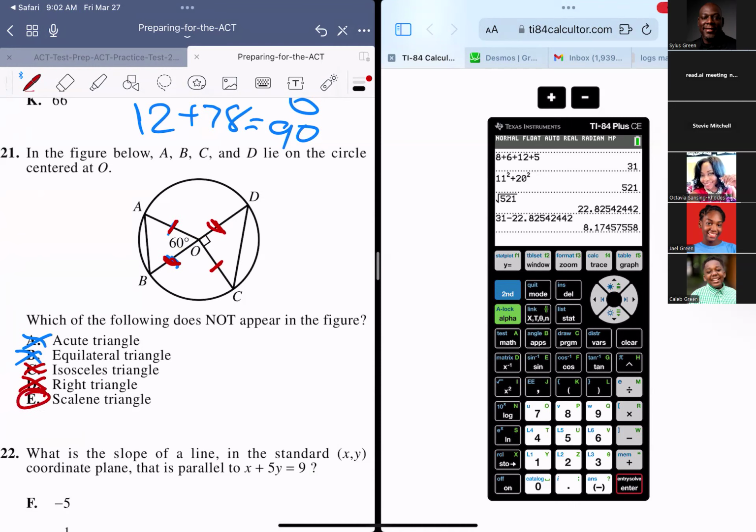And a scalene triangle is when all of the sides are not equal to each other. And this one, all the sides are equal to each other. This one, two of the sides are the same, which means that's wrong, because all the sides have to be different in a scalene triangle.